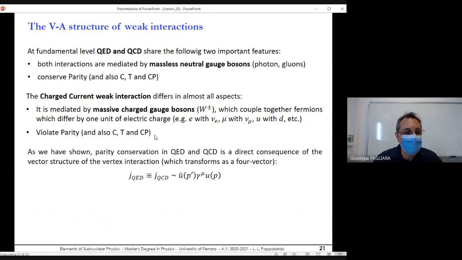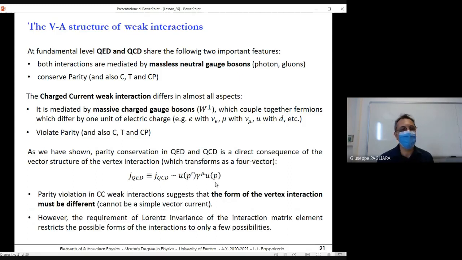Now, as we've shown already in the QED chapter, the parity conservation in QED and also in QCD is a direct consequence of the vector structure of the vertex interaction. So if you remember, we showed that parity is conserved in QED because the vertex interaction is a 4-vector current. So parity violation in charged current weak interactions suggests that the form of the vertex interaction must be different, cannot just be a vector current, otherwise parity will be conserved.